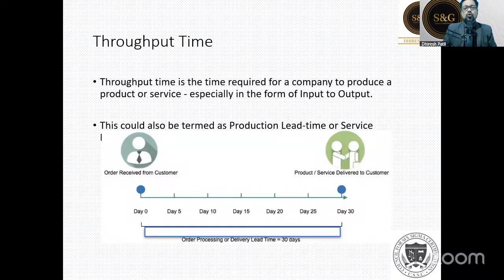Let's move on to throughput time. What is throughput time? Throughput time, in simple words, is also called lead time. It is also called turnaround time. Order to delivery, it's turnaround time. Correct? Let's say, for example, the customer gives the order on the 0th day, and you deliver the service or the product on the 30th day. So 30 days is your throughput time, or the lead time, or the turnaround time.